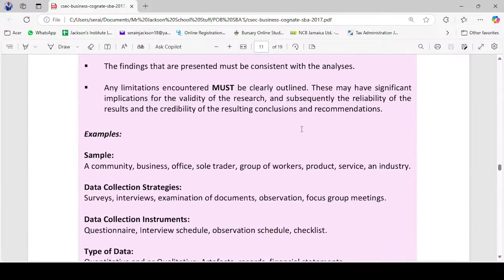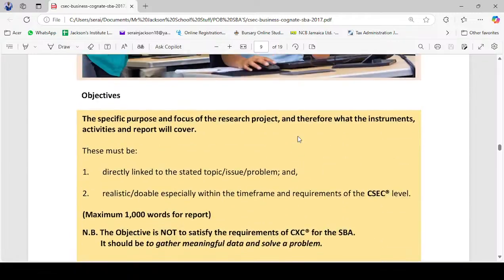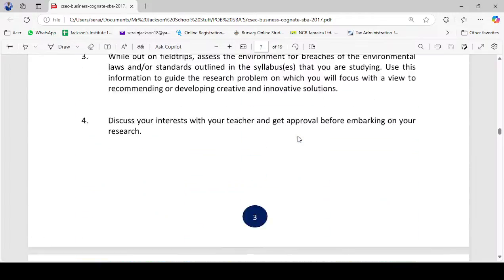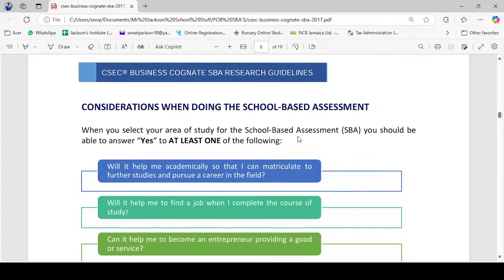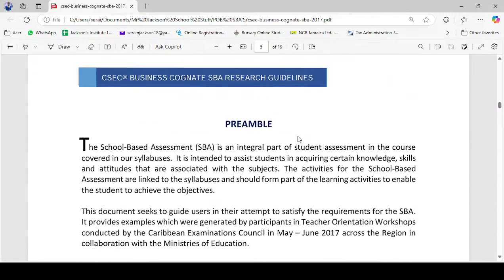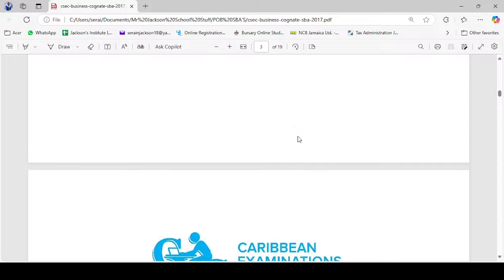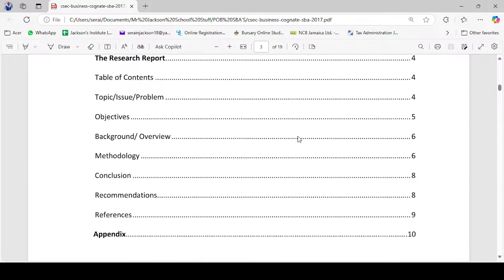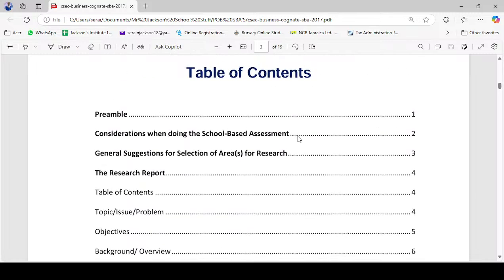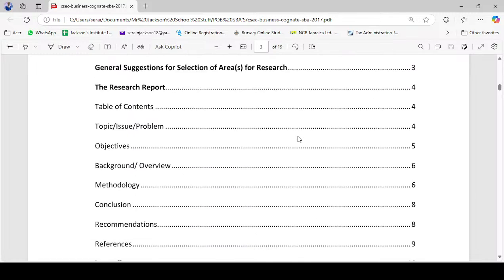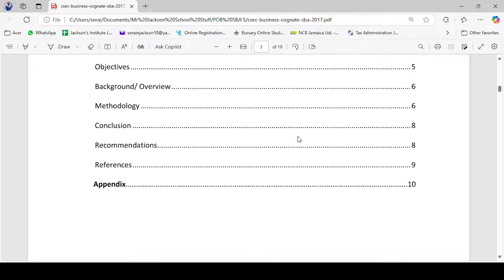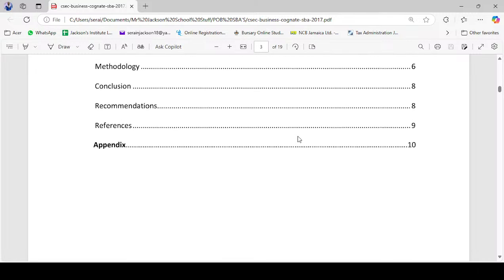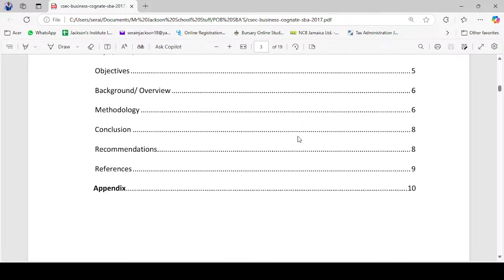So let me show you what your content or your entire POB or economics or accounts SBA would entail, right? So you must ensure that you have certain information in. So this is how your SBA would look, right? So the table of contents, right? Topic, problem, objective, methodology, conclusion, recommendation. The methodology will contain the presentation of data just the same.